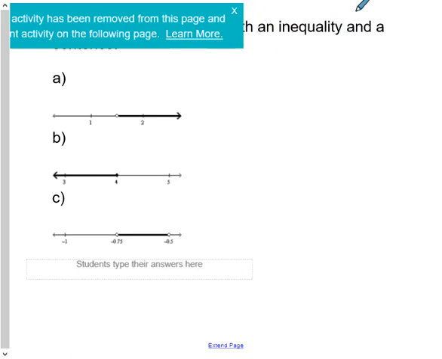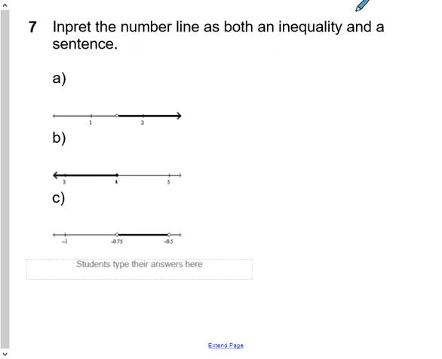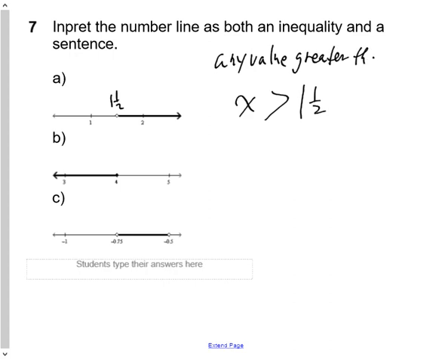Your next question says interpret the number line as both an inequality and as a sentence. So the first one has an open boundary point, and it appears to be at 1.5. So any value that is greater than 1.5 would be expressed in that number line. And remember, we're not using a closed boundary point. If it was closed, which it's not, but if it was, we would include that symbol. But because it's not closed, it's an open boundary. And therefore, any value that's greater than 1.5 would fit on that number line. As a sentence, any value greater than 1.5.